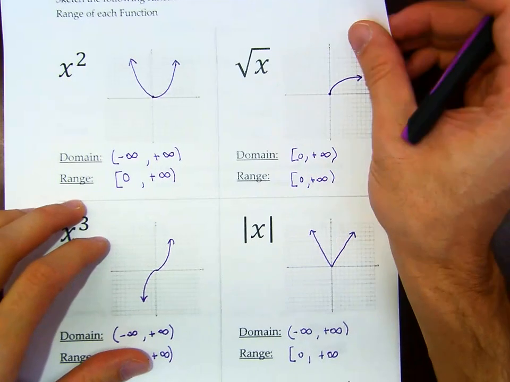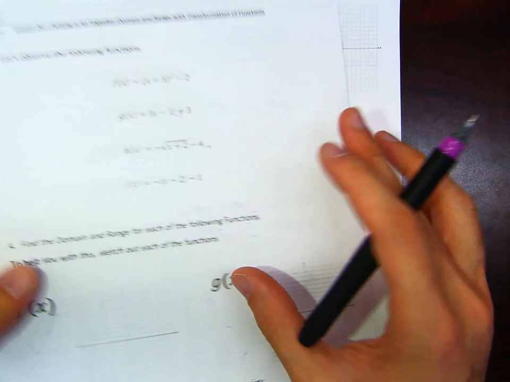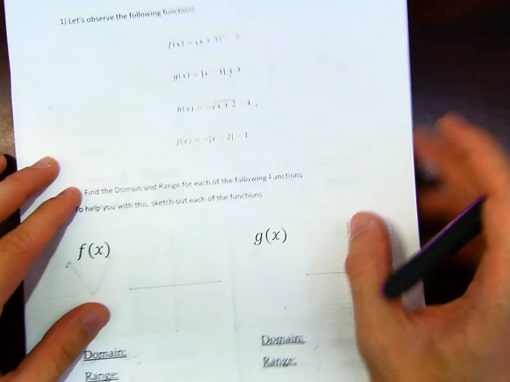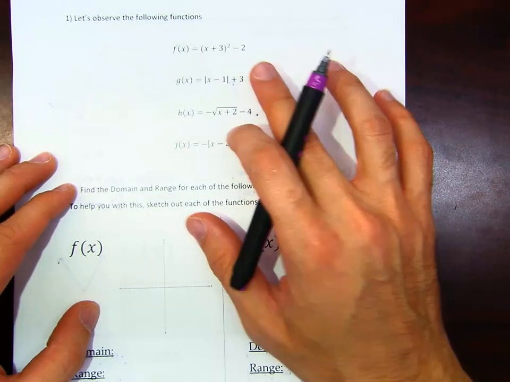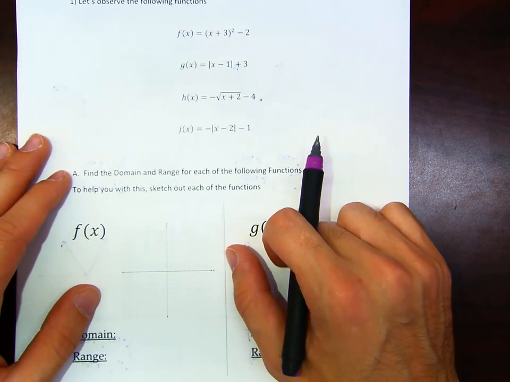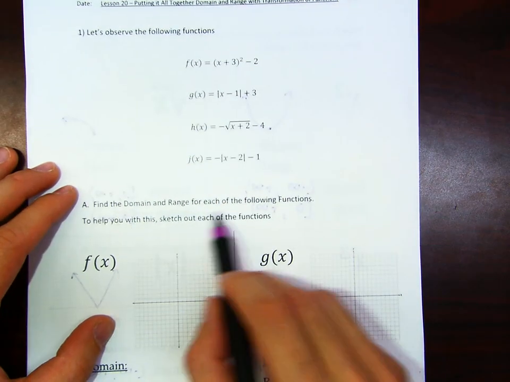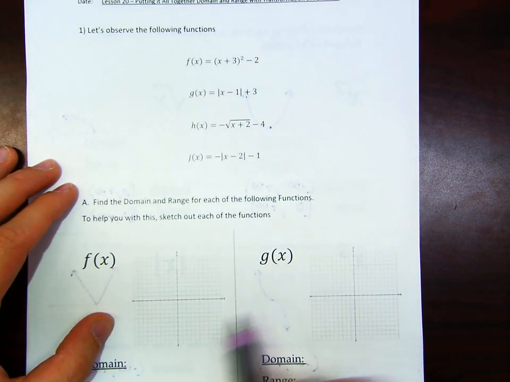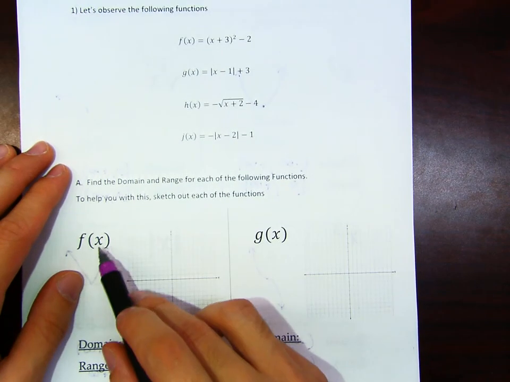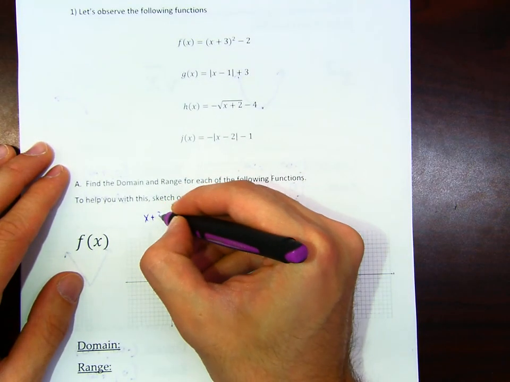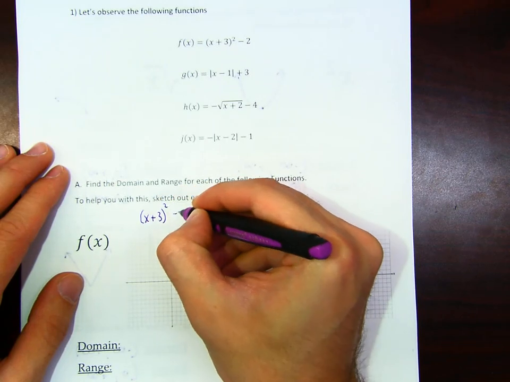So what I'd like you to do is turn the page and take a look at these functions over here. Yesterday we learned how to graph these functions. So what I want you to do is find the domain and range for each of these functions. So let's see, where is f of x? f of x is over here. It's (x plus 3) squared minus 2.